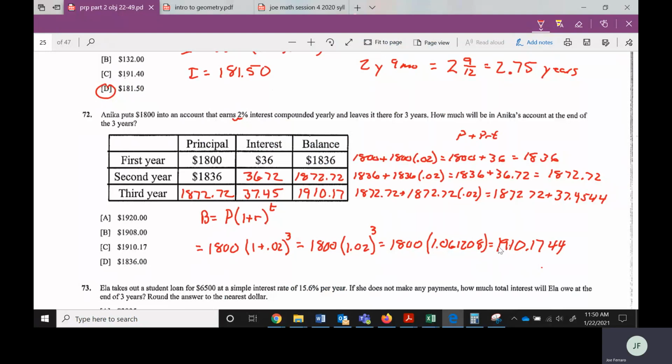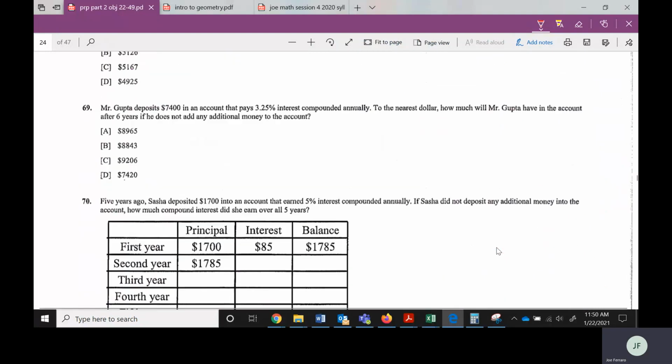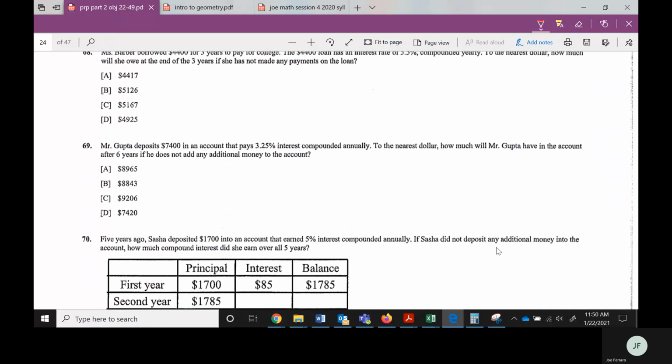So let's go back up to number 69. If we read this one, they deposit 7,400 in an account that pays 3.25% interest compounded annually. To the nearest dollar, how much will they have in the account after 6 years if he doesn't add any additional money to it? So that's the thing with these. It would even climb faster if you added money, but we're not going to do that type of problem right now.